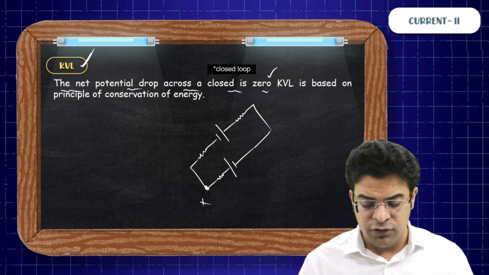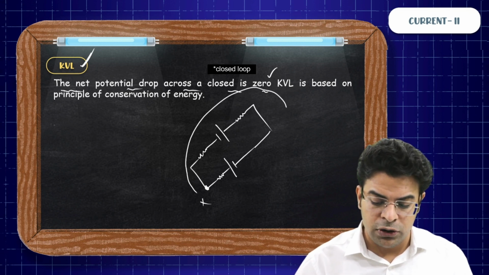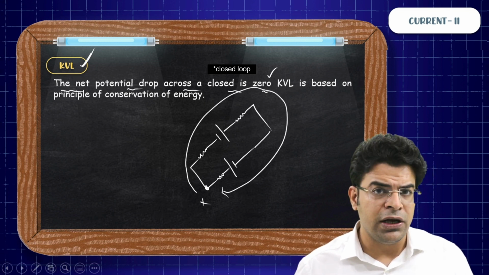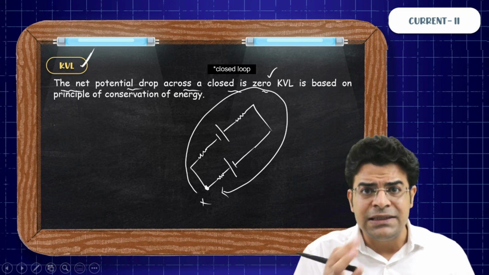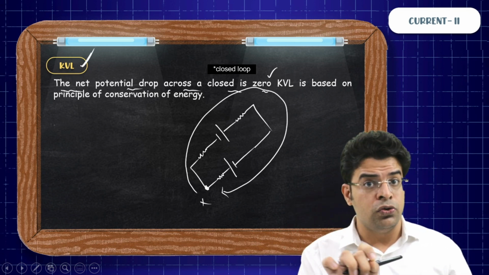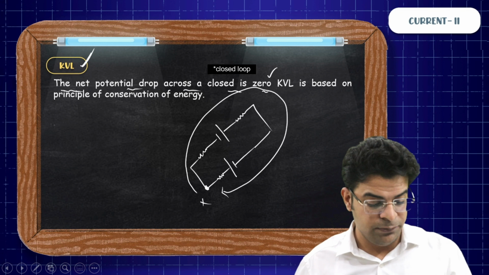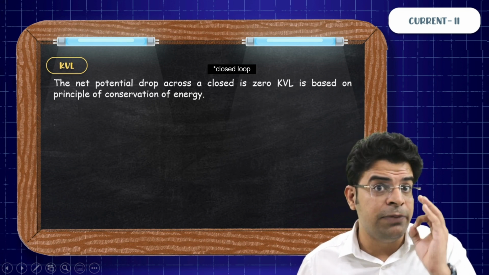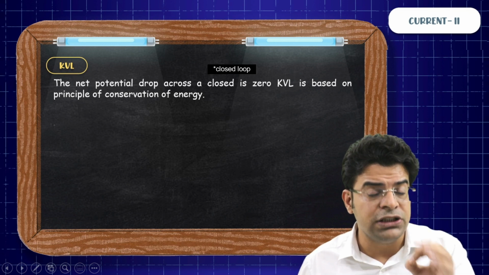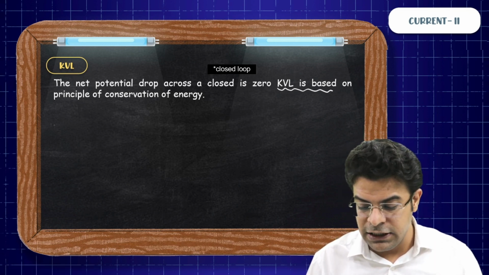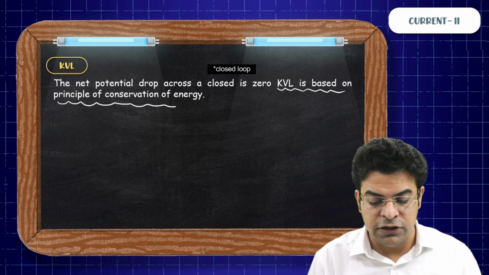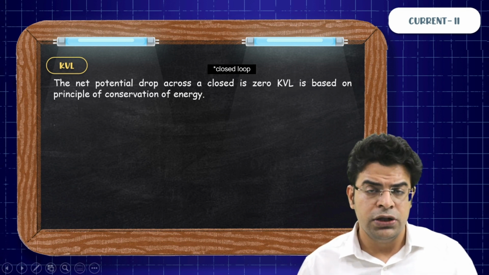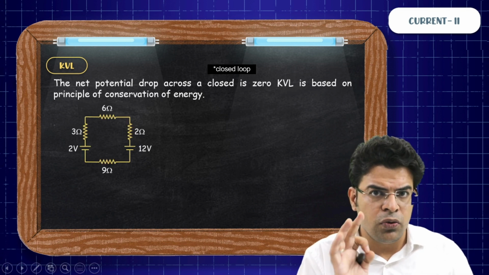So if I start from this point X, I go once around the loop and come back to the same point, I will find the same potential. Hence, the net potential drop in a closed loop is zero. This is what KVL says. Now, what is KVL based on? We have learned that KCL is based on principle of conservation of charge. Similarly, KVL is based on principle of conservation of energy. So without wasting time, let's learn how to apply KVL.